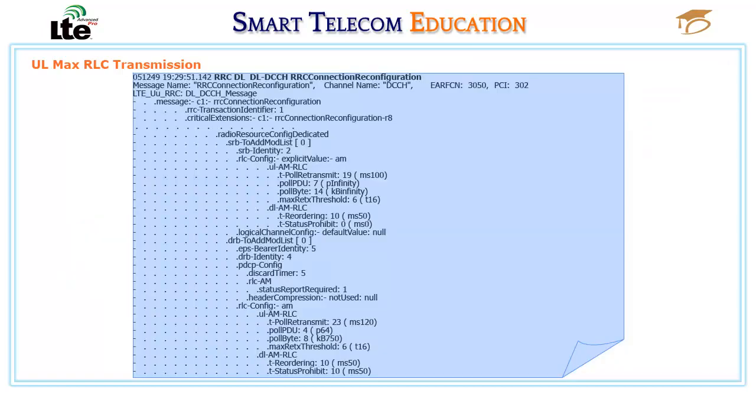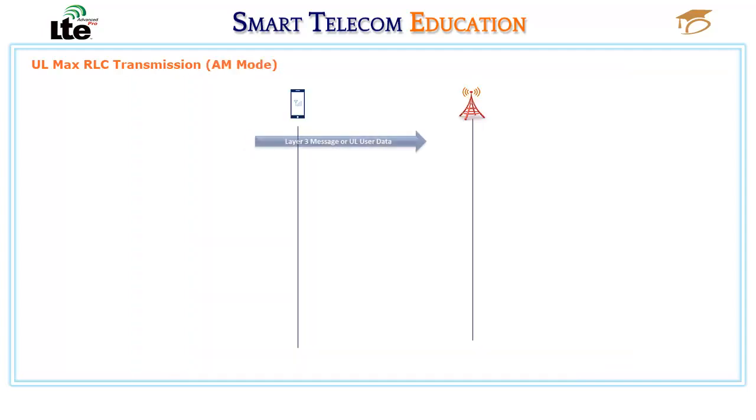The UE receives the parameters for RLC in the RRC connection reconfiguration message: the RLC parameters for signaling radio bearer SRB and the RLC configuration for data radio bearer DRB. Signaling or data is sent over the air interface from UE to eNodeB. The UE poll retransmit timer starts on the UE side, waiting for an acknowledgement of the sent data.